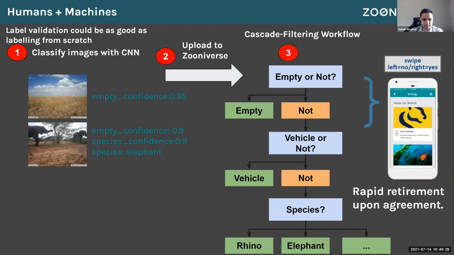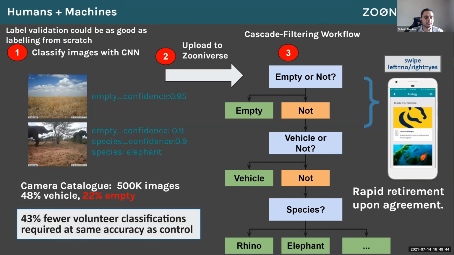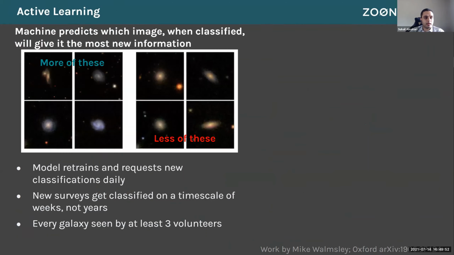And in a data set that contains 22% empty images and 48% vehicle images, you would filter out a lot of images, and you would need 43% fewer volunteer classifications just by doing that, and you would maintain the same accuracy.